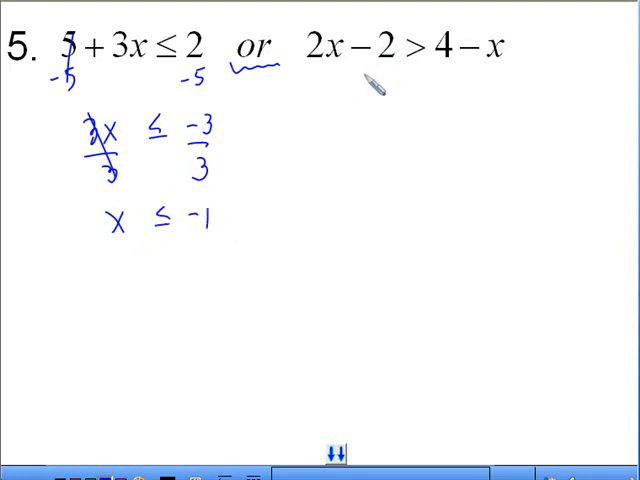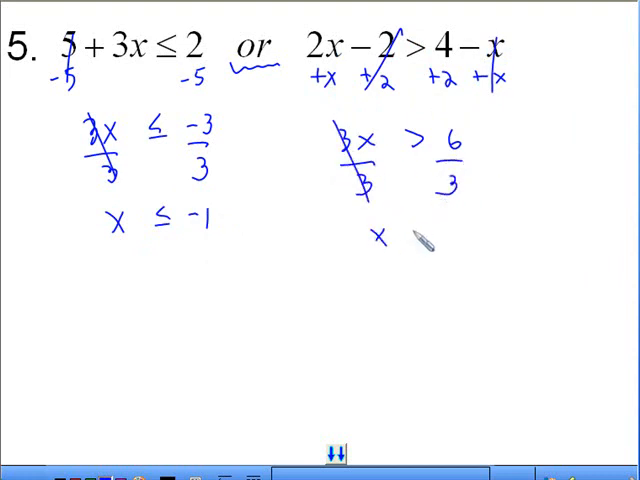Over here, let's work this one out. Let's add 2, add x over here, add x over here. So we're going to get 3x, this eliminates, is greater than 6, this eliminates. Divide both sides by 3. X is going to be greater than 2.